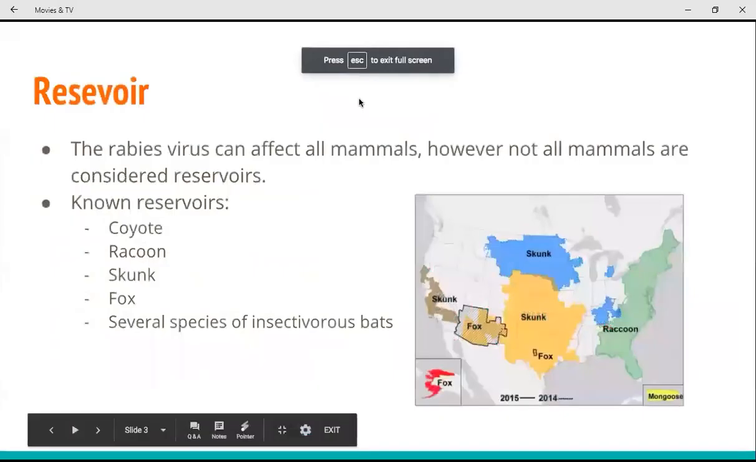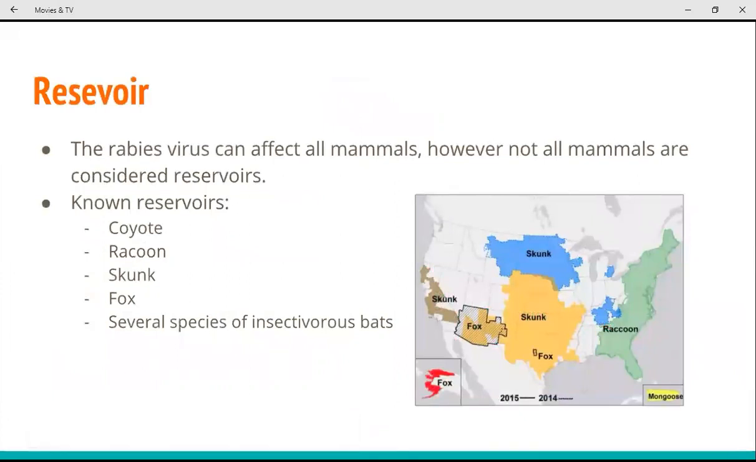A reservoir is the long-term host of a pathogen. While all mammals can be infected, not all mammals carry the virus as reservoirs. Known reservoirs are coyotes, raccoons, skunks, foxes, and several species of insectivorous bats. For example, the vampire bat. Skunks are the main reservoirs in the northern and central states, as well as California. Raccoons are mostly on the East Coast, while foxes are in the south, across Texas, New Mexico, and Arizona. In Hawaii, the main reservoir is the mongoose.